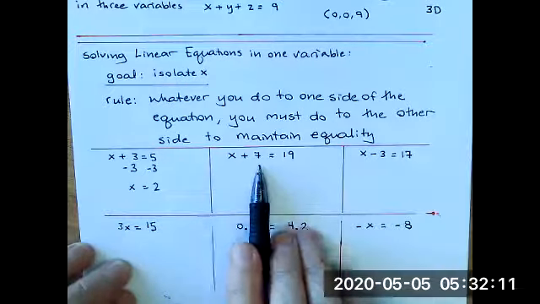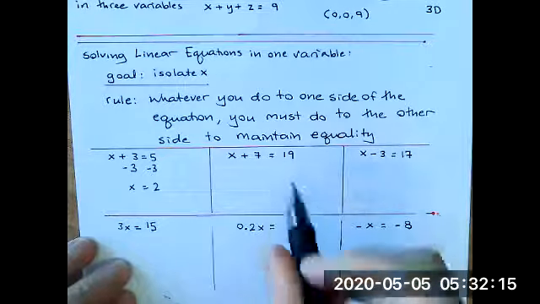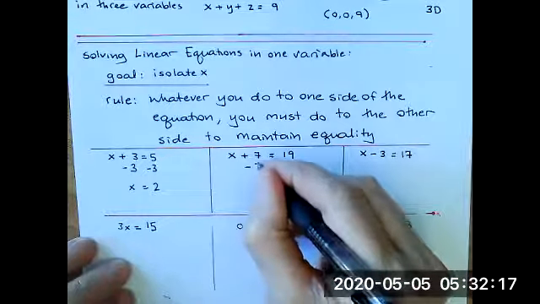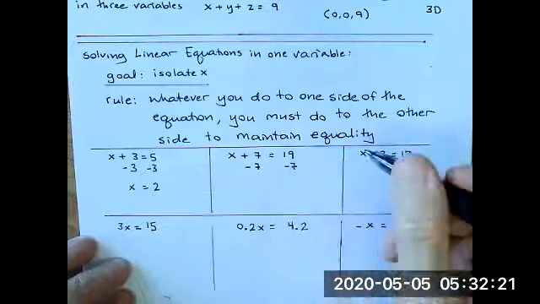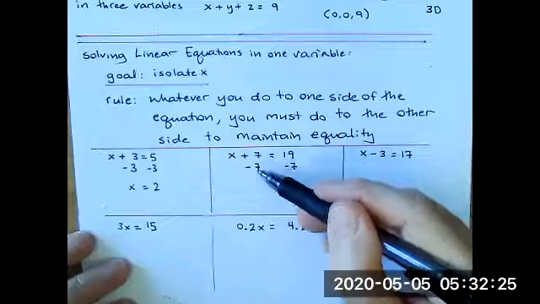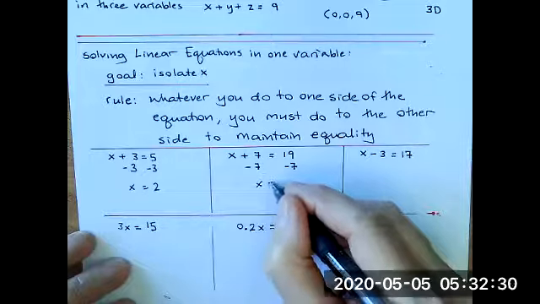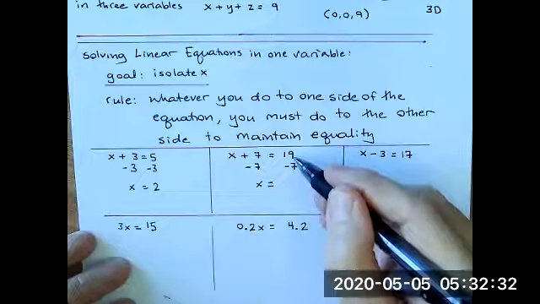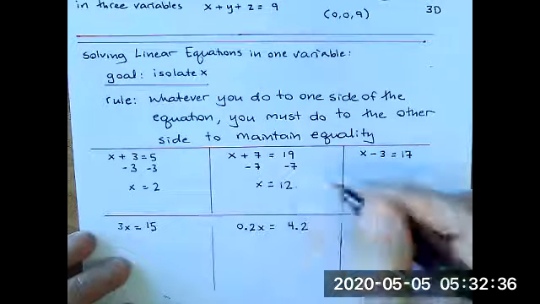x is being increased by 7. What's the opposite operation? Subtracting 7. And you have to do the same thing to both sides of the equation. Plus 7 and minus 7 make 0. So that leaves x by itself. Positive 19 and negative 7 make 12.